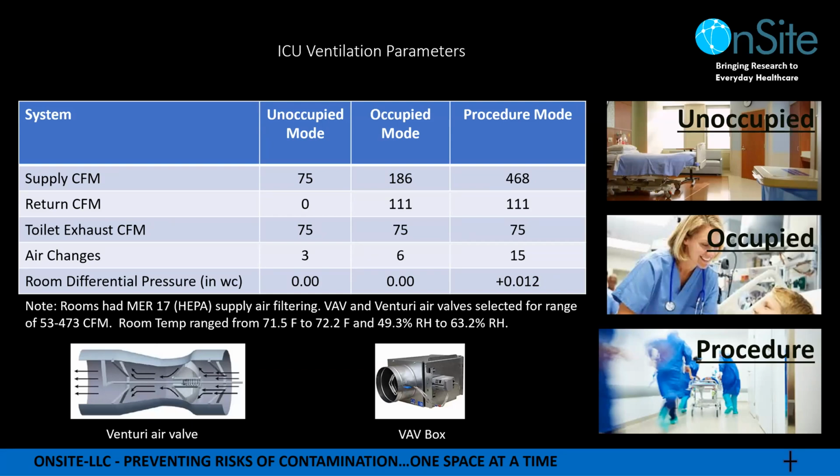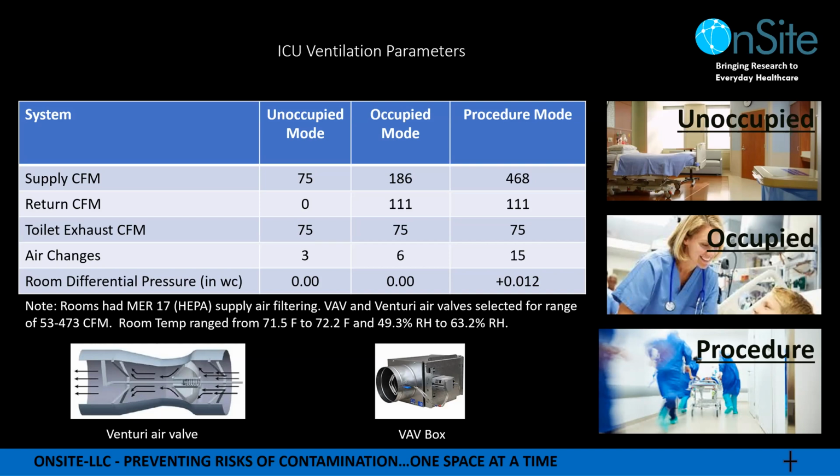And the third mode was procedure mode, in which we increased the supply CFM, with a little bit less of an increase for the return, so that we had 15 air changes, which matches a procedure code guideline, and positive pressure being greater than 0.01 inches water column. We also added HEPA supply air filtration. This would make it a cleaner space and easier to measure our controlled contaminants that wouldn't necessarily be contaminated by other particles. And we did this using 2 predominant technologies for airflow control within ICU spaces today.